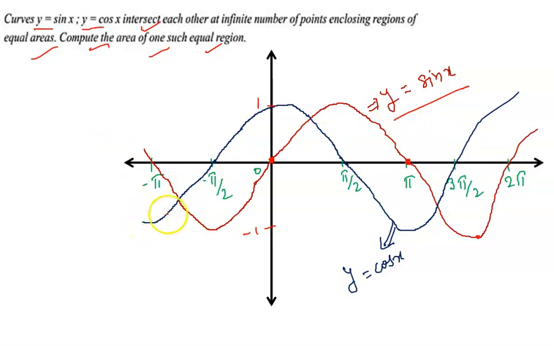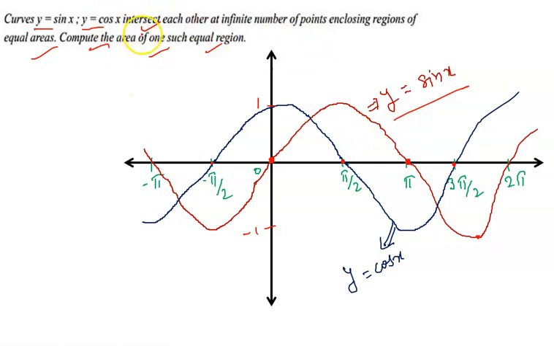Similarly, we know all the values of cos x also. So cos(-pi) is equal to -1, cos(-pi/2) is equal to 0, cos 0 is equal to 1, cos(pi/2) is equal to 0, cos(3pi/2) is equal to 0, and cos pi is equal to -1. So you can plot it by this.